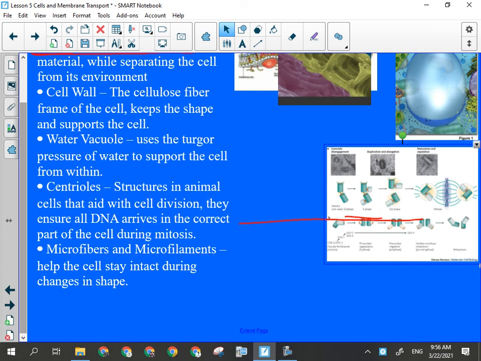All right, and then lastly, the microfibers, the microfilaments, we summed that up into one term, the cytoskeleton. And that helps the cell stay intact during changes in shape, also only present in animal cells.